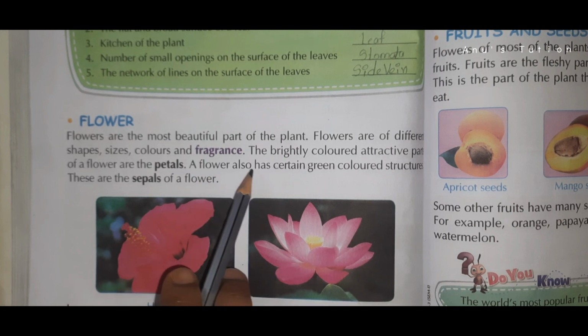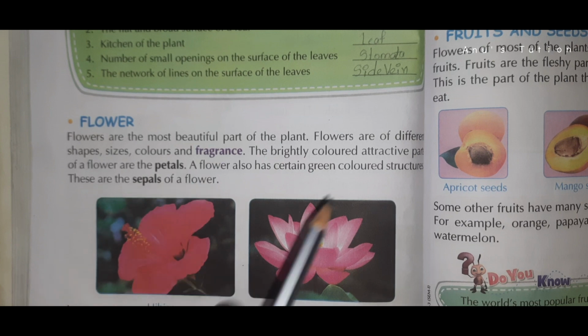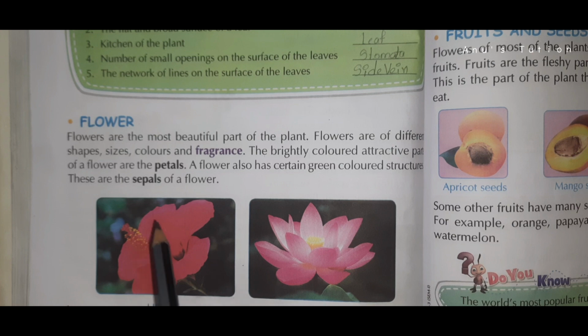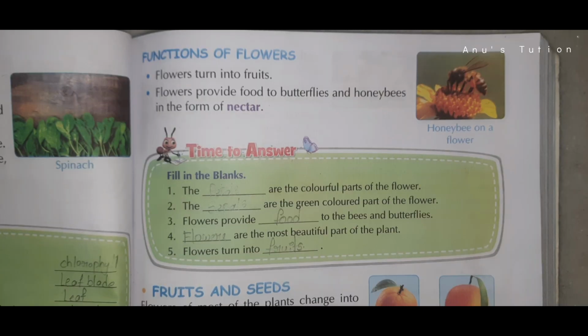Okay. A flower also has certain green colored structures. These are the sepals of a flower. See, here is the picture of a hibiscus and here is a lotus. These are called the petals of the flower, and see here so colorful these two flowers are, and the fragrance is also so nice.